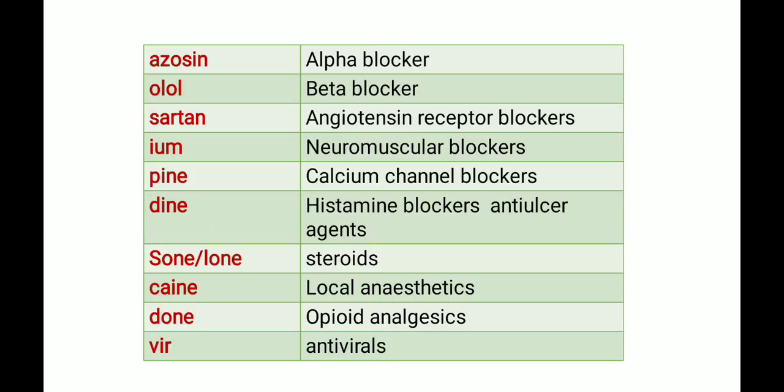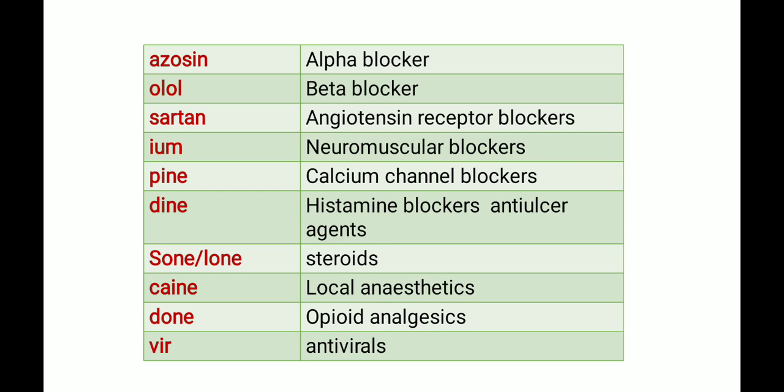So next is azosin. For example, doxazosin or prazosin. So they are alpha blockers. So they are used for relaxing the blood vessels. So they are used for the treatment of high blood pressure. So any drug which ends with the suffix azosin are alpha blockers. And olol. So any drug which ends with the suffix olol are beta blockers, they are used to lower the blood pressure. So for example, atenolol and metoprolol. So such drugs which end with olol suffix are beta blockers.